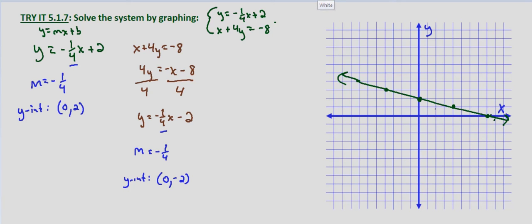So we plot our y-intercept (0, negative 2), a slope of negative 1/4. So down 1, right 4, down 1, right 4. And I'll go up 1 and back 4 for good measure. And as we can see from the graph now, the lines are indeed parallel, meaning they will never touch, which means there is no solution, and that's because the lines are parallel.